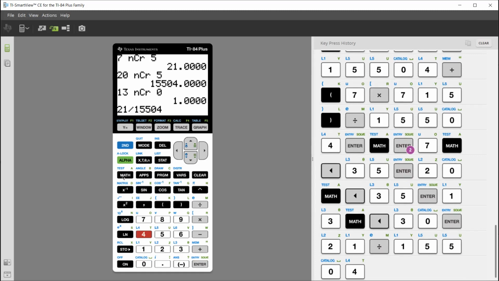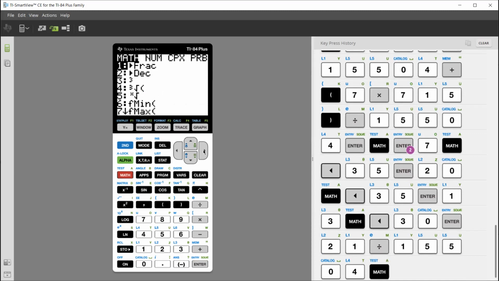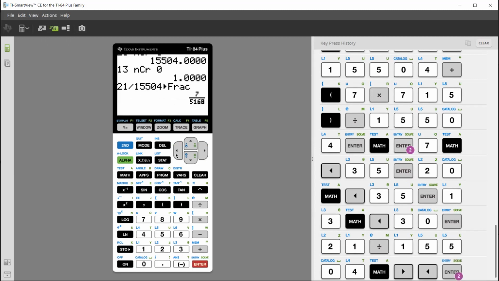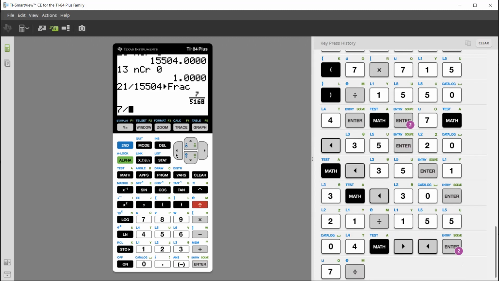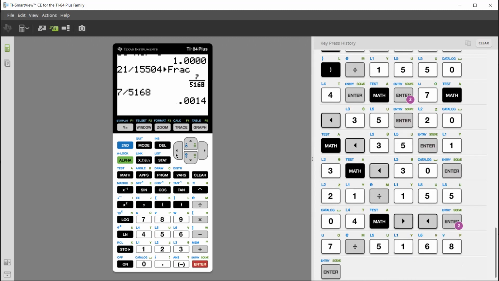So we're going to go math, convert to frac. Math, convert to frac: 7 over 5,168. And if I take 7 over 5,168, then we get 0.0014, or about 0.14%.